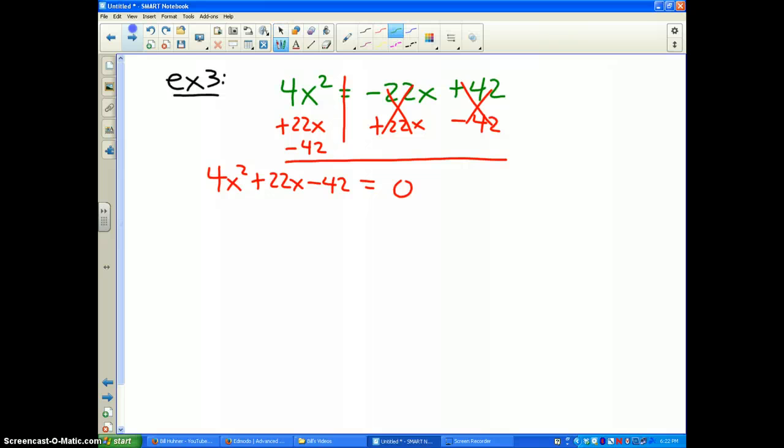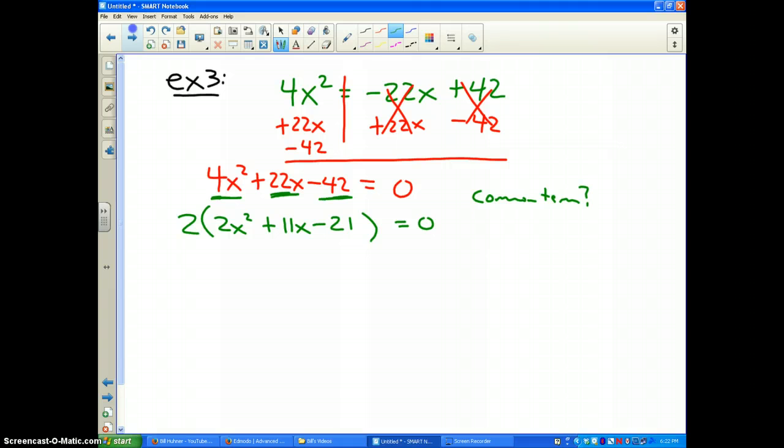Step 1. Is there a common term? Well, yeah, because 4, 22, and 42 are all divisible by 2. So I'm going to pull a 2 out front. If I divide that by 2, I get 2x squared. If I divide that by 2, I get 11x. And if I divide that by 2, I get negative 21. And of course, it equals 0. So now I got to factor it.